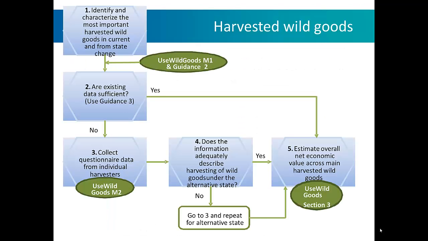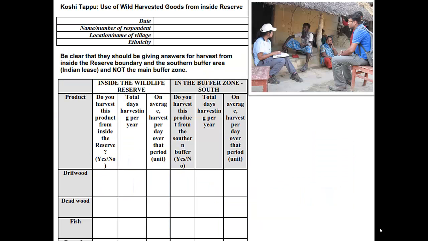So moving on to the harvested wild goods, again the flowchart will lead you down through to a couple of methods, and there's fewer methods in this section than in, for instance, the global carbon and the water sections, because this predominantly focuses on people getting information from the local users of these resources, so through focus groups, participatory workshops, and also household surveys.